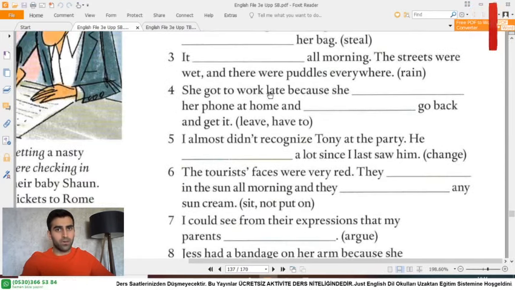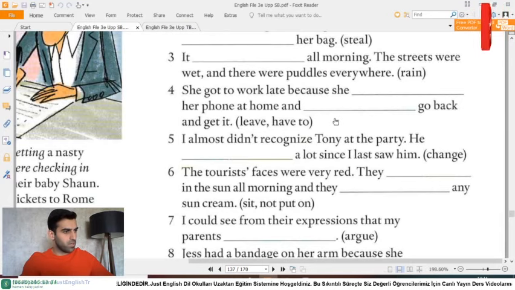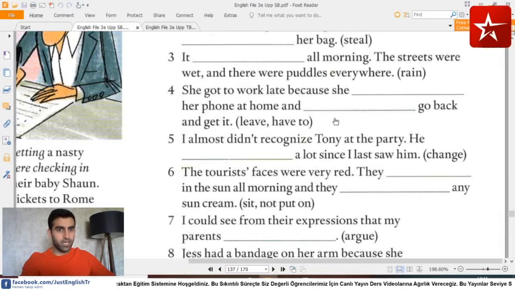She got to work late because she... her phone at home and go back and get it. Leave and have to. We have two verbs and we have to choose the correct forms of the verb. Okay, let's wait for your answers. She got to work late because she what?